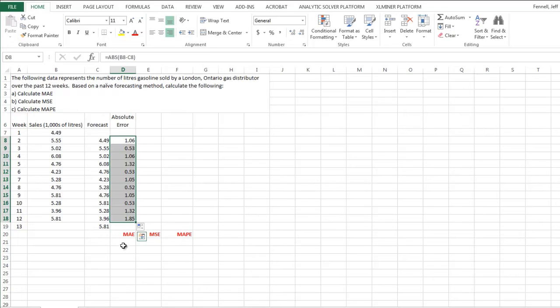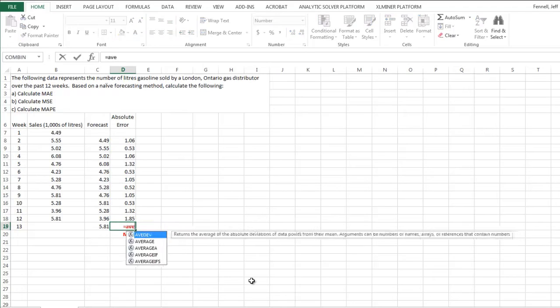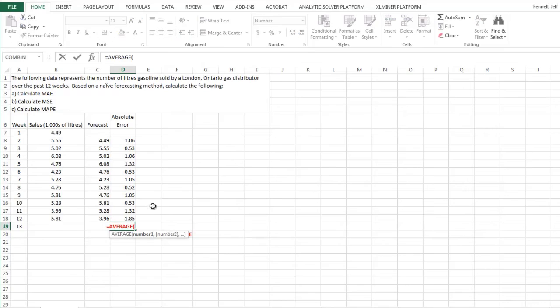So in order to determine MAE, or the mean absolute error, I would simply take the average of those absolute errors that we just calculated, into 2 decimal places. We would get an MAE of 0.98.